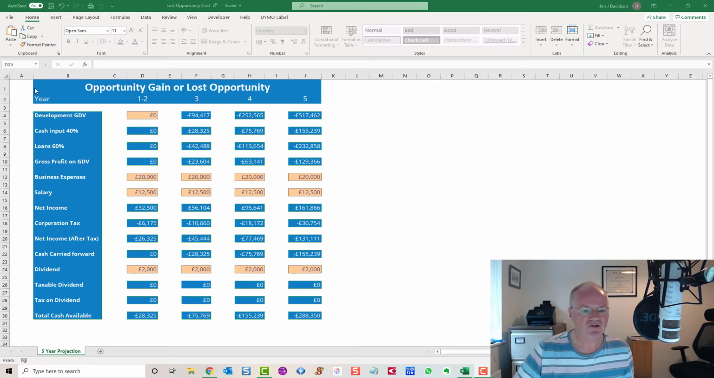Let me just give you some idea of the coloring. Those areas that are marked in blue are basically calculations, so you're not going to be able to alter those figures. Any of the boxes in this color here, you can actually input your own figures.